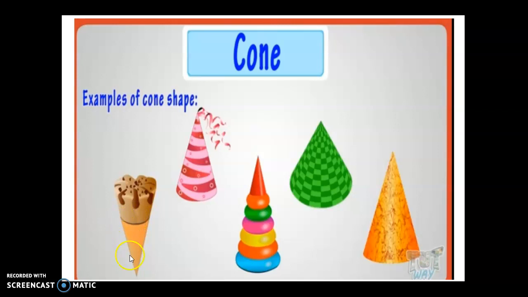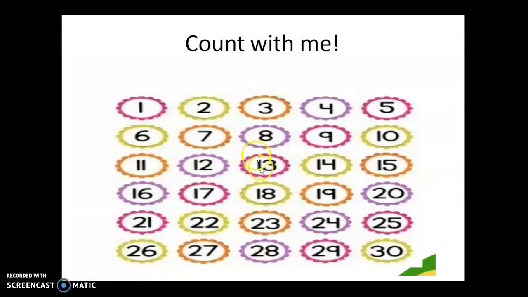Okay, I see a cone here in this ice cream. Excellent. Oh, and I see a cone in this party hat. What do you see here? I see a cone here in this toy. Excellent. Oh, look at this. This is another cone. And we have this other one. Excellent. Very good.